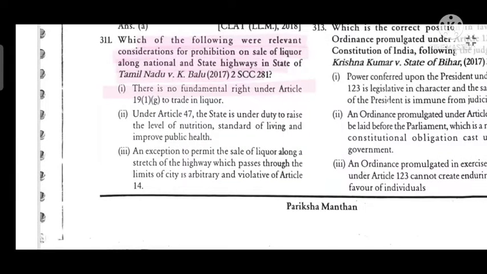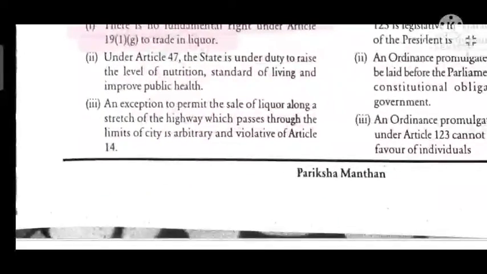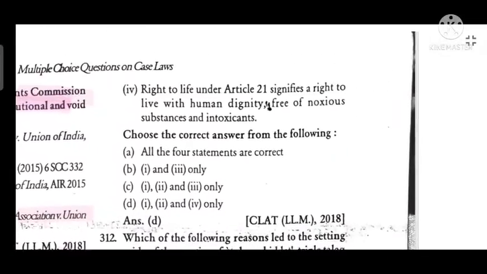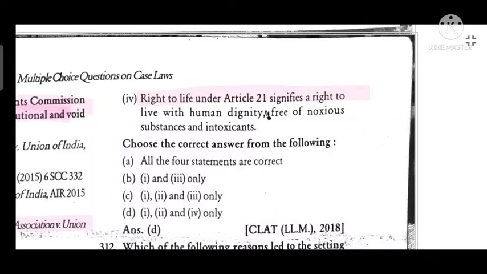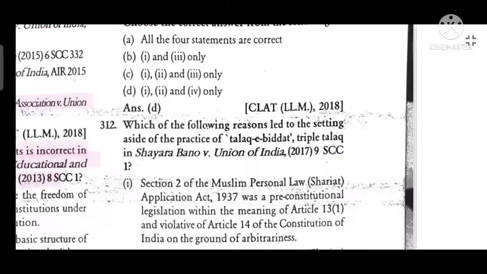There is no fundamental right under Article 19(1)(g) to trade in liquor; an exception to permit the sale of liquor along a stretch which passes through the limits of a city is arbitrary and violative of Article 14. Right to life under Article 21 signifies the right to live with human dignity, free of noxious substances and intoxicants.